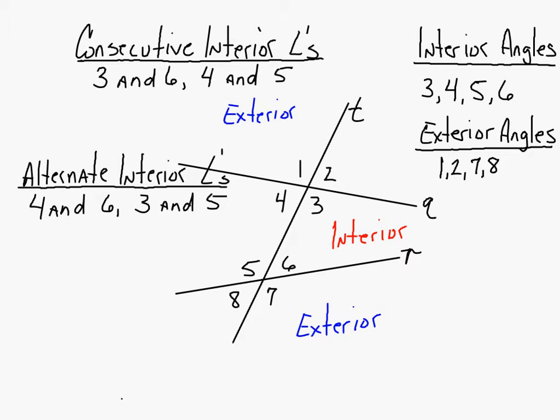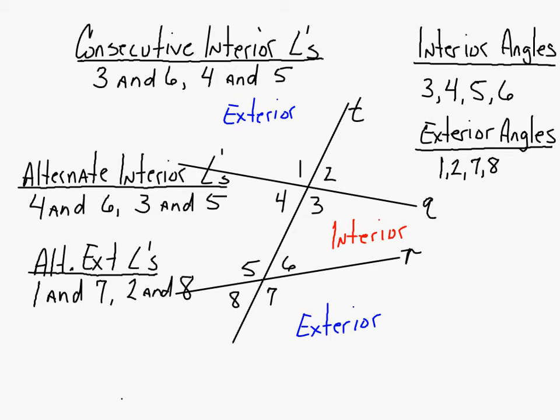So now I'm going to abbreviate. Alternate exterior angles. Alternate means alternating sides of the transversal. So we have 1 and 7 and 2 and 8. Alternate exterior.